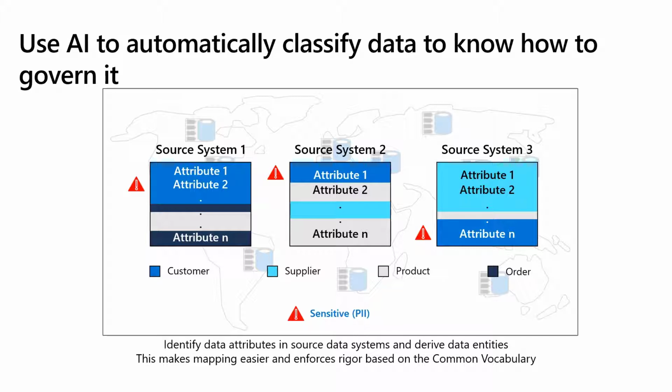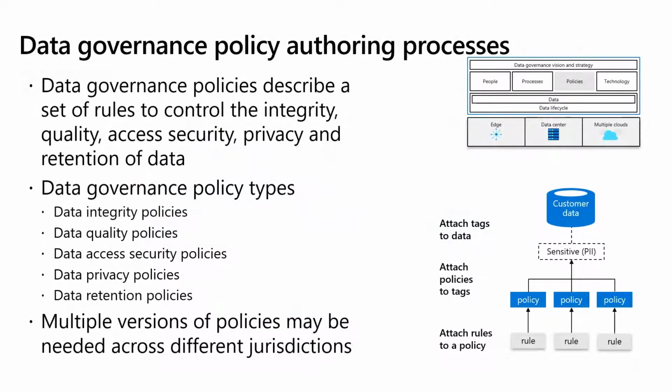Oftentimes, organizations don't realize where all of the sensitive information may be, so having a way for a discovery engine to tell us where the sensitive information resides is critical in taking the first steps to both classify and then secure that information. Now that we've looked at discovery and classification, the next step is policy.